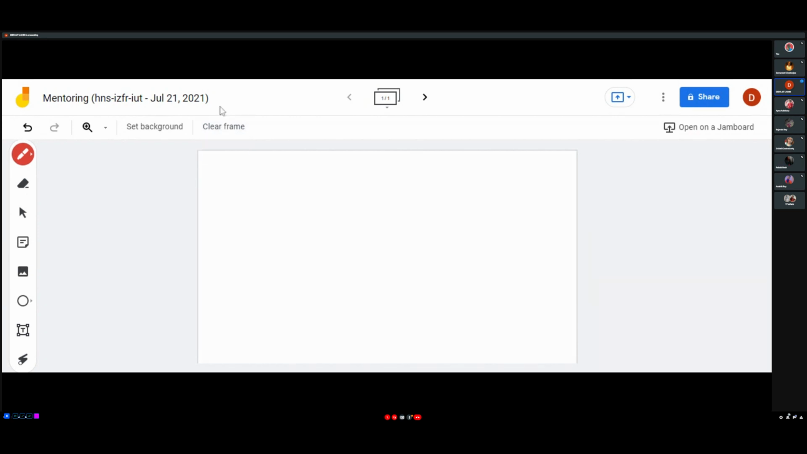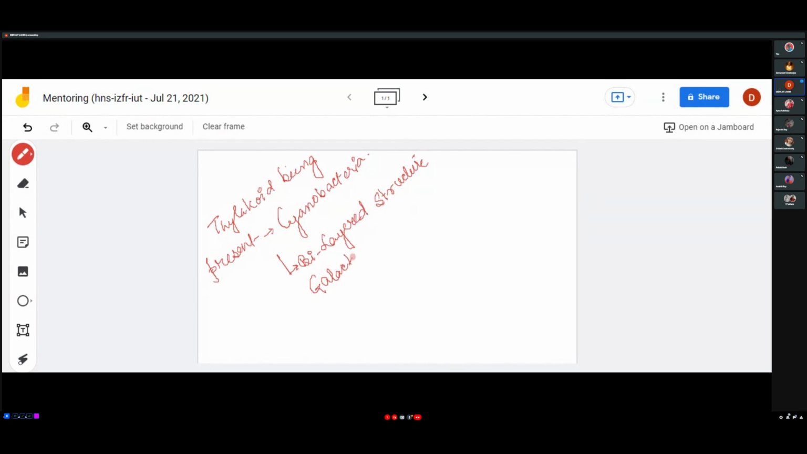Now, what happens? The thylakoid, which is present within the cyanobacteria, is a bilayered structure which contains galactoside, and chemically it contains galactosyl diglyceride, right?